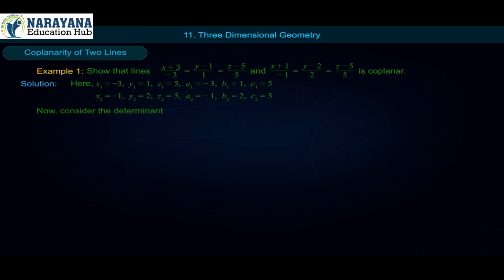Now consider the determinant with rows (x2 minus x1, y2 minus y1, z2 minus z1), (a1, b1, c1), (a2, b2, c2). It is equal to the determinant with rows (2, 1, 0), (minus 3, 1, 5), (minus 1, 2, 5), which is equal to 2 into (5 minus 10) minus 1 into (minus 15 plus 5), which is minus 10 plus 10, equal to 0. Therefore, the lines are coplanar.